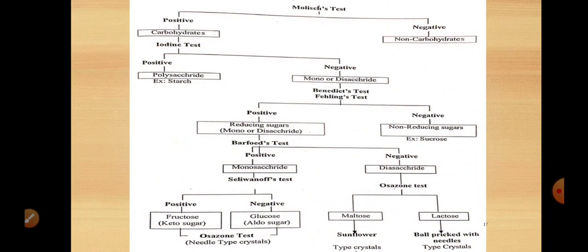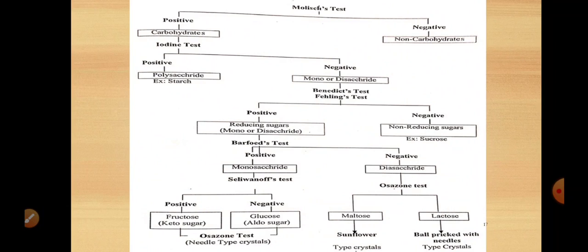Finally, here I just wish to show you a chart. This is the chart you need to keep thoroughly in your mind when you will be performing the qualitative analysis for identifying the given carbohydrate sample.